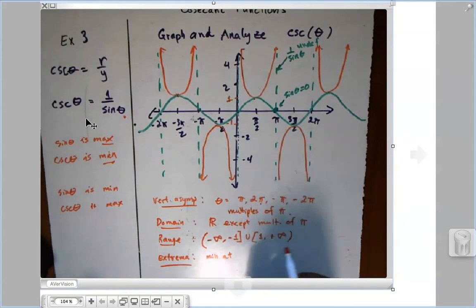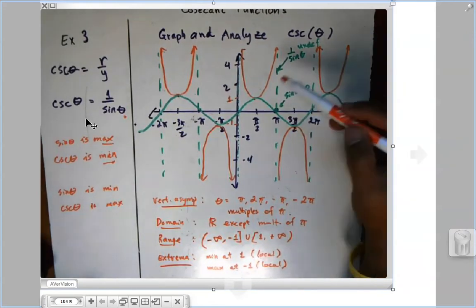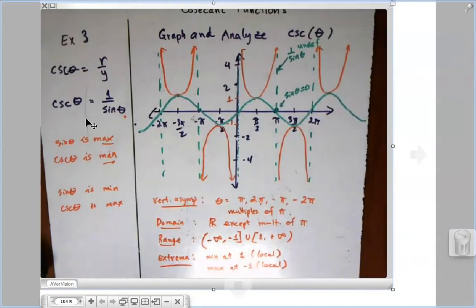So all of it has minimum values at 1, and these are all local. All of the maximum values are at -1, and again, this is local. So all these maxes here are actually occurring at -1. The minimum values are occurring at +1, which is somewhat of an unusual thing.